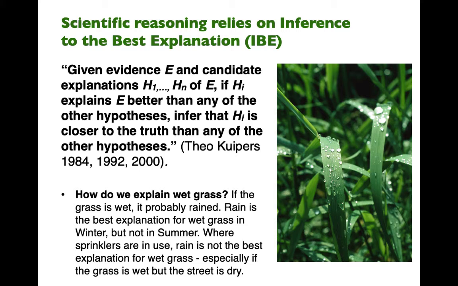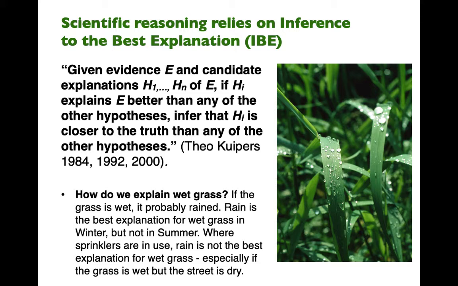I want to talk to you about something I've mentioned only briefly before. It's called inference to the best explanation. It's this. Given evidence E and candidate explanations H1 through Hn of your evidence, if, say, Hi explains your evidence better than any of the other hypotheses, we infer that Hi is closer to the truth than any of the other hypotheses. For instance, how do we explain wet grass?